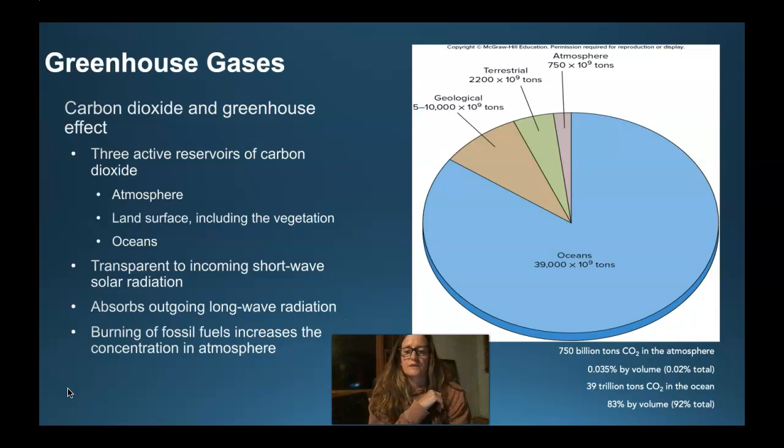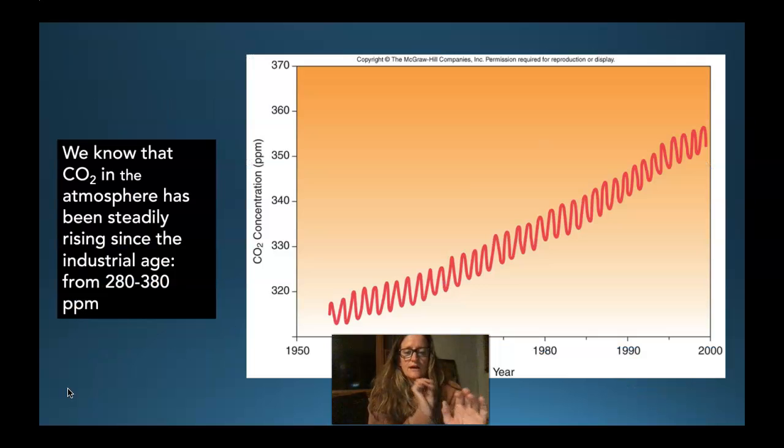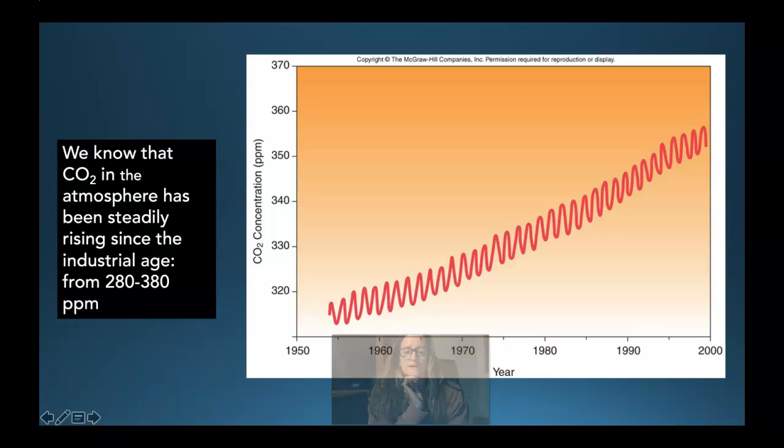The main evidence for that has been the Keeling curve. This is a data set that was started in the 50s by Dr. Keeling, and he was in Mauna Loa in Hawaii, and started collecting data on the parts per million concentration of carbon dioxide in the atmosphere.